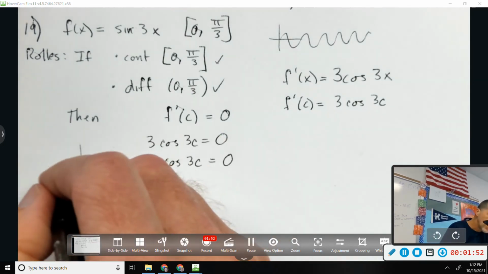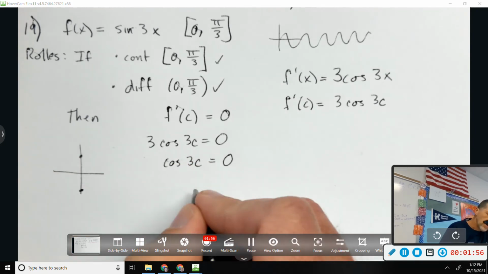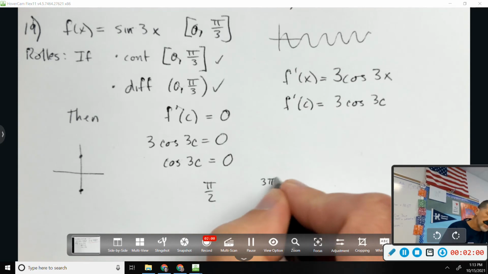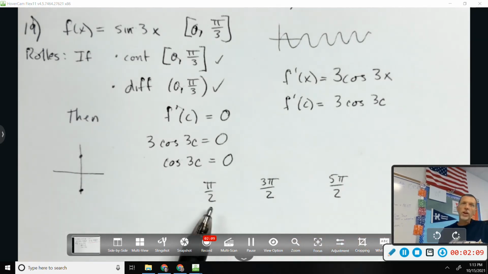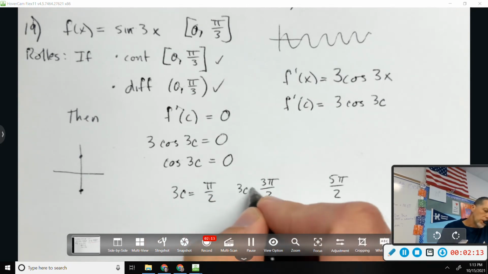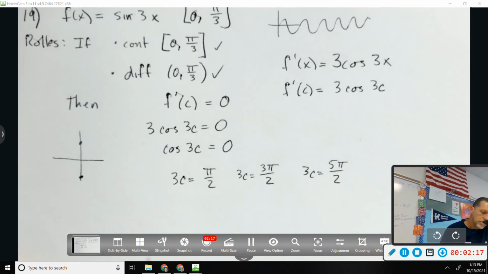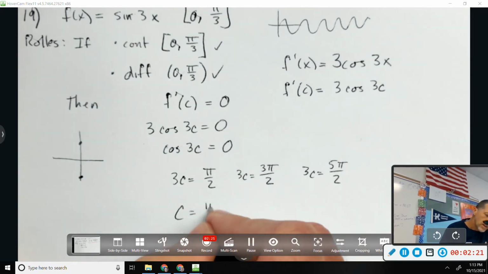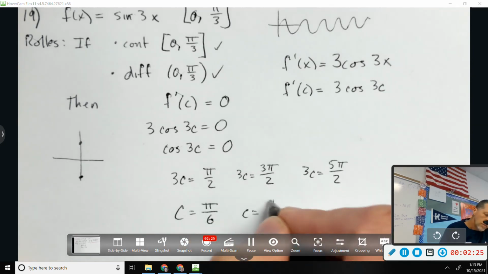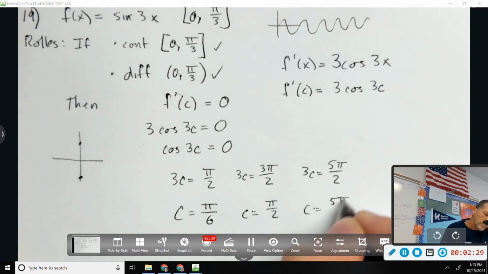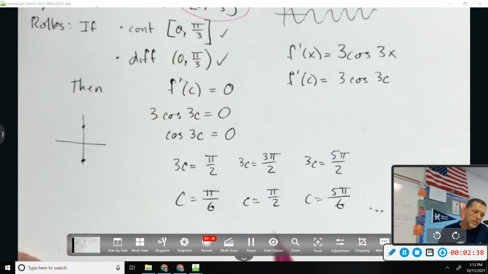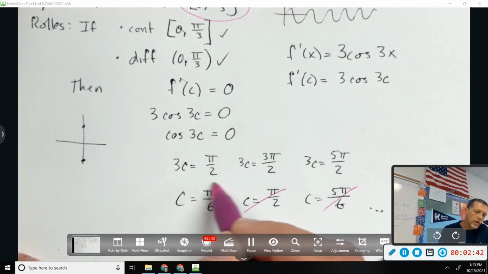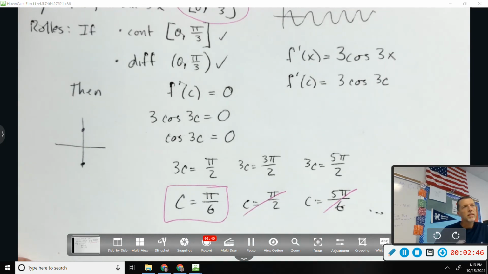Instead, I have to think, well, where is the cosine equal to 0? There and there. So at pi over 2 and 3 pi over 2, and I don't know if this thing keeps going around, but like 5 pi over 2 and on and on. That's what the argument has to be. So that's what 3c would have to be. So if I divide all of those by 3, I get pi over 6 and pi over 2 and 5 pi over 6 and others, but I'm only looking between 0 and pi over 3. So anything bigger than pi over 3 I can throw out. So pi over 6 is the only spot. The spot that has a derivative equal to 0.